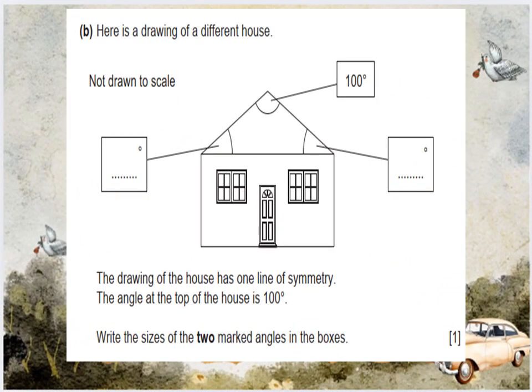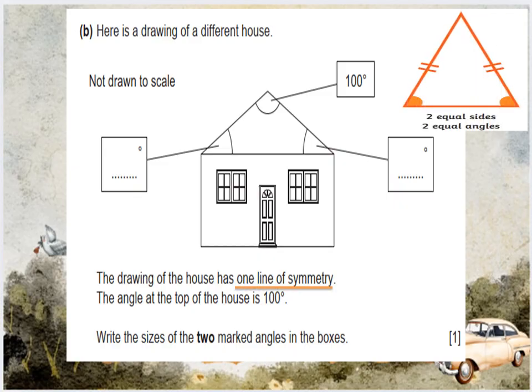Here's a drawing of a different house. The drawing of the house has one line of symmetry. It's a triangle with one line of symmetry. What do you think a triangle with one line of symmetry will be? The one that has two equal sides and two equal angles. This is the isosceles triangle.